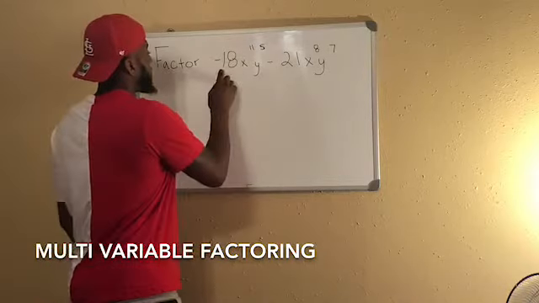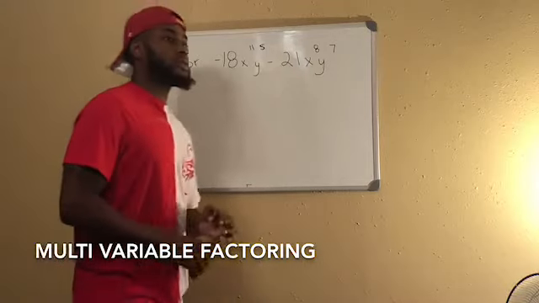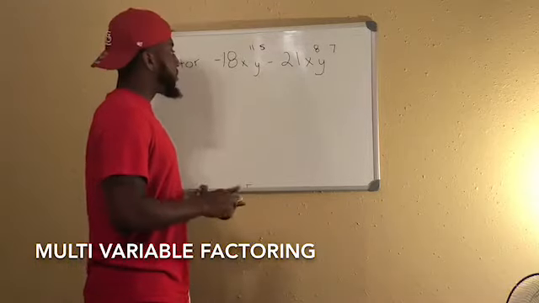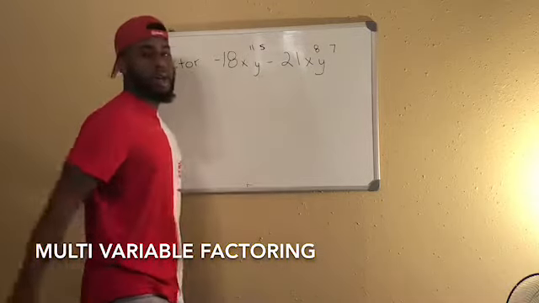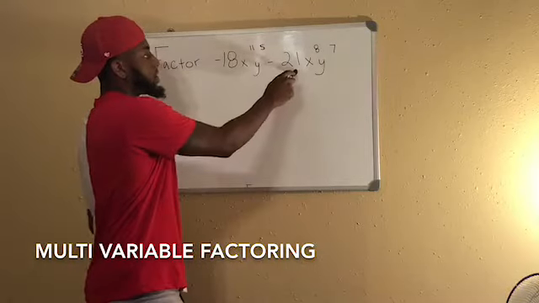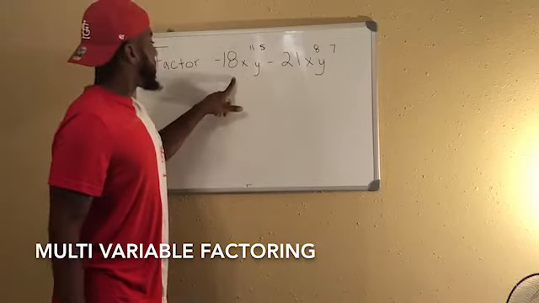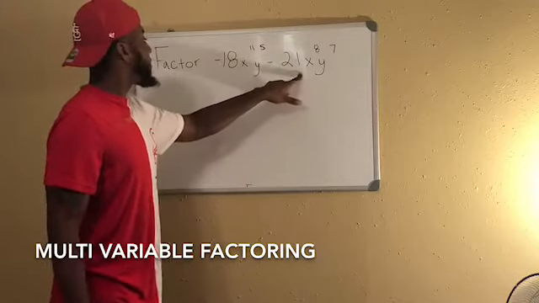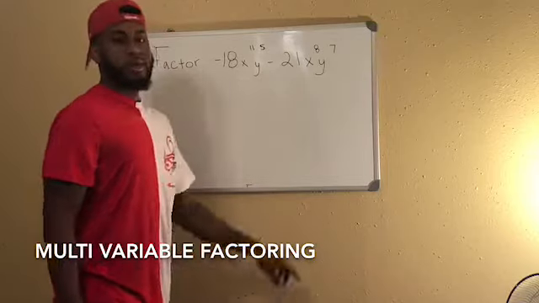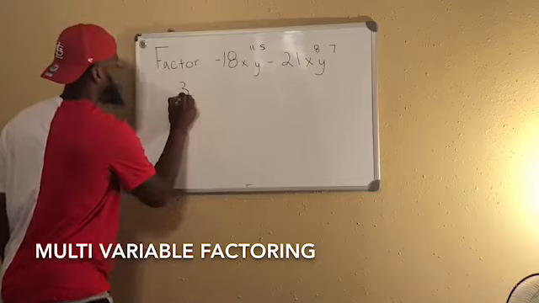So looking at 18 and 21, I think that the greatest common factor between those two would be 3. Let's go through our numbers just to check. 1 works. 2, it won't work with 21 because 21 is an odd number. 3, it works. 4, neither one of these numbers are divisible by 4. 5, nope. 6, it works with 18 but not 21. 7, it works with 21 but not 18. 8, 9, 10, no. So it looks like 3 is going to be our greatest common factor. So we're going to pull that 3, we're going to put it out here.